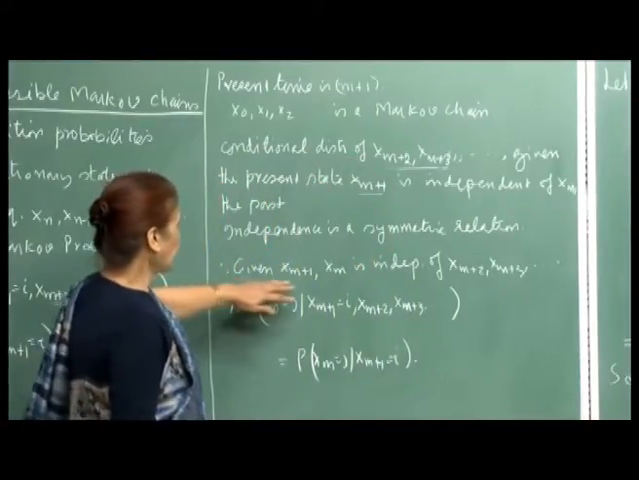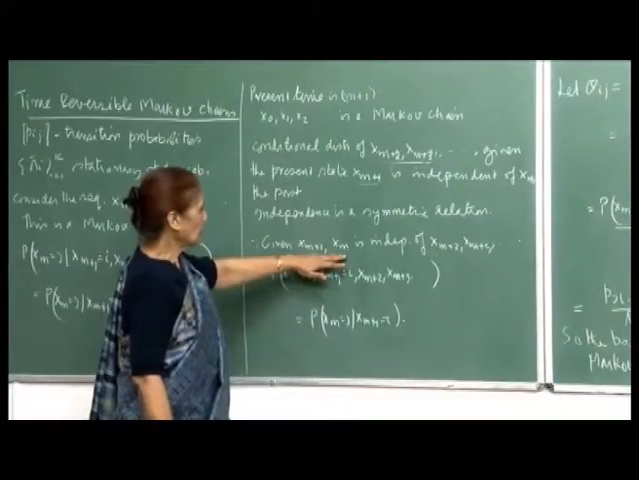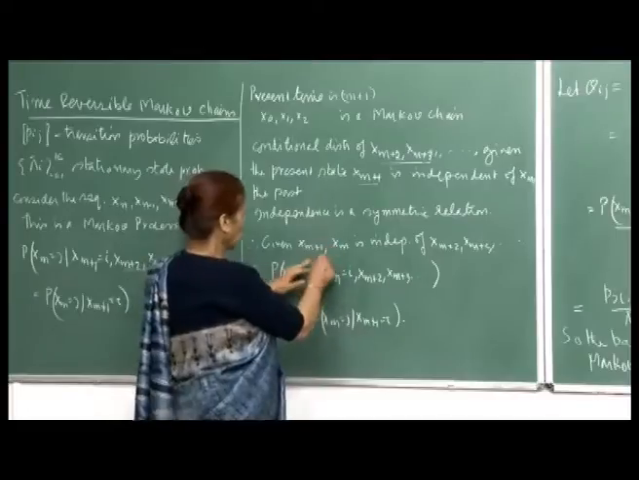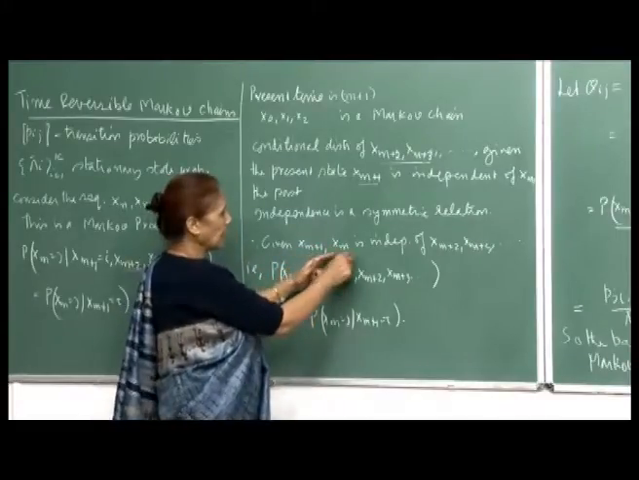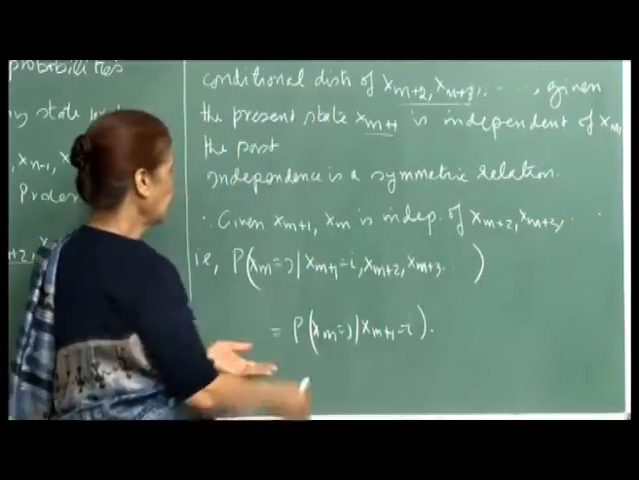So, therefore, given x m plus 1, x m is independent of x m plus 2, x m plus 3 and so on. So then I can say the reverse also, right.